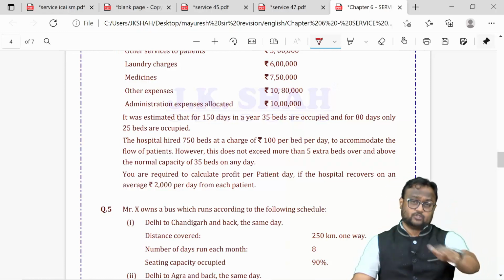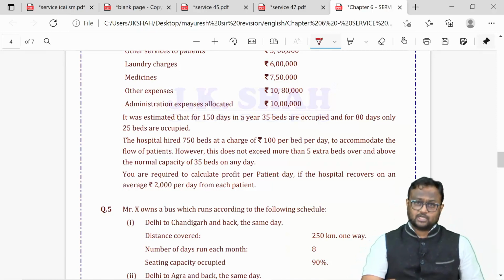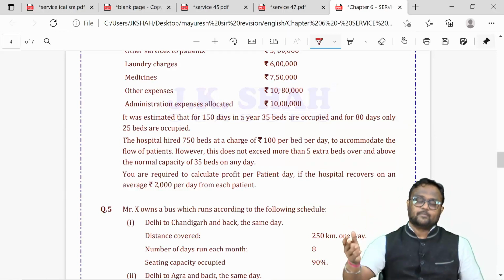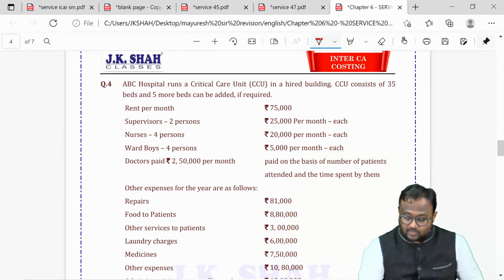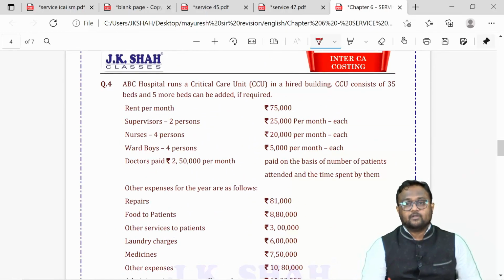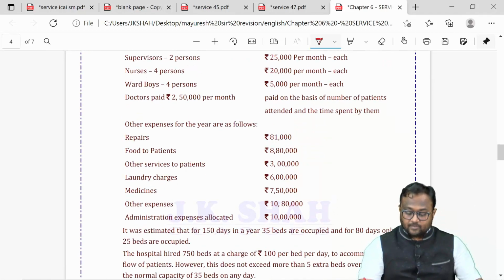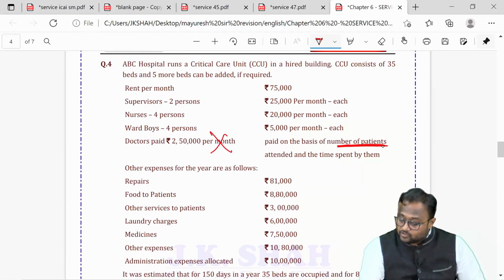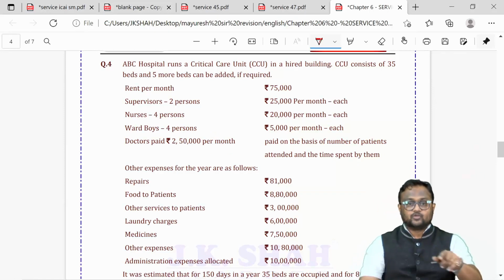Reduce that from the room charge, the amount that is being charged to each patient, 2000, and you will get contribution per patient day. Fixed cost divided by contribution per patient day will give you break-even point. All those cost structures which are based on per month, per annum, will be treated as fixed. But every cost structure related to patients will be variable in nature. Doctors are paid 250 per month, but they are paid on the basis of patients, so it will also be taken as variable.